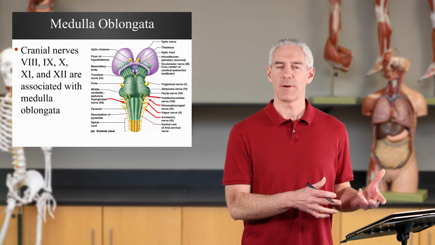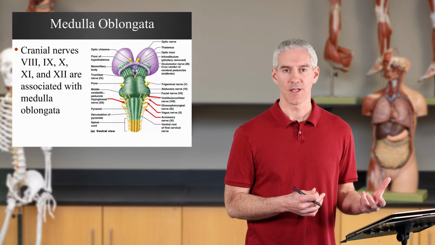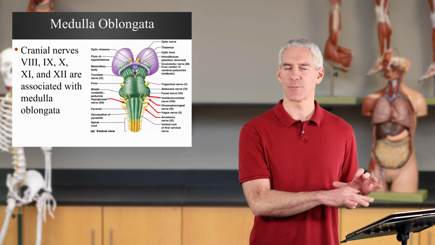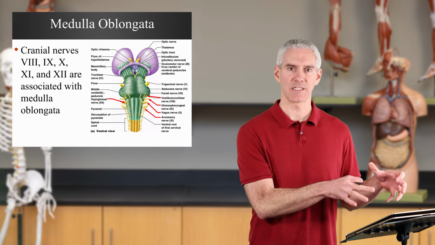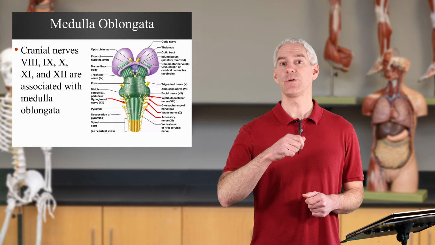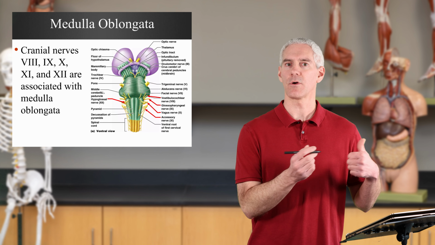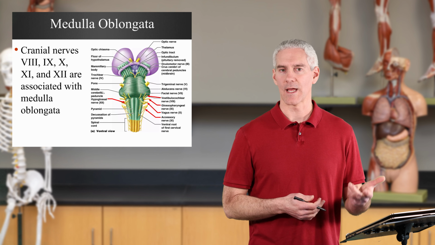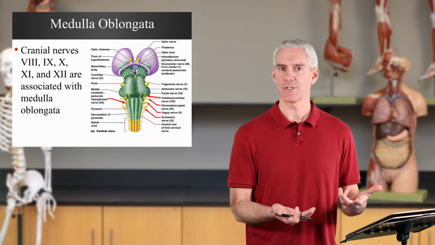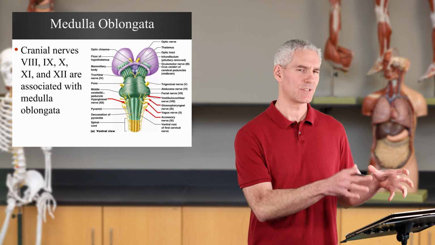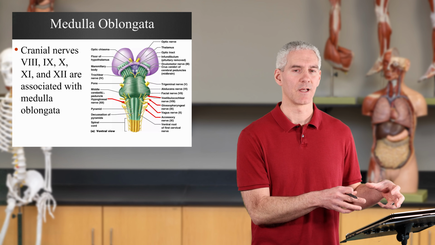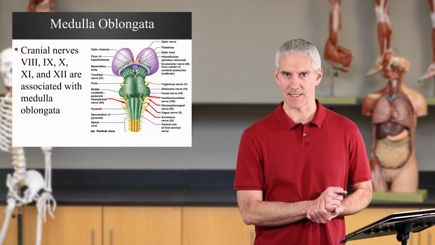Now, for this part, just be aware this is where they originate. You don't need to know what they do, functions, purposes, or anything else. Just be aware this is where they are. When we get into the peripheral nervous system, we'll go through all 12 cranial nerves. Again, origins, functions, where they're going to, what they're doing. But for now, just be aware, all these cranial nerves are coming from the medulla oblongata. So that's the first part of the brainstem, the medulla oblongata. Next up, we've got to get into the pons and the midbrain.